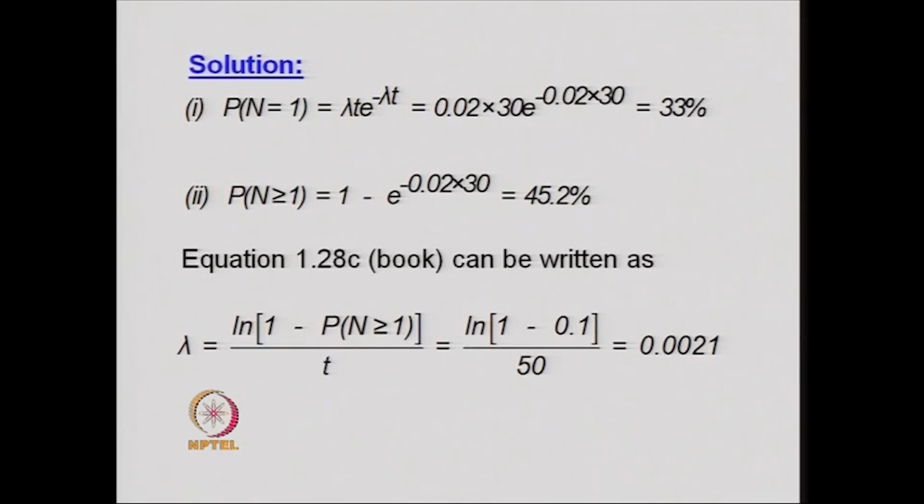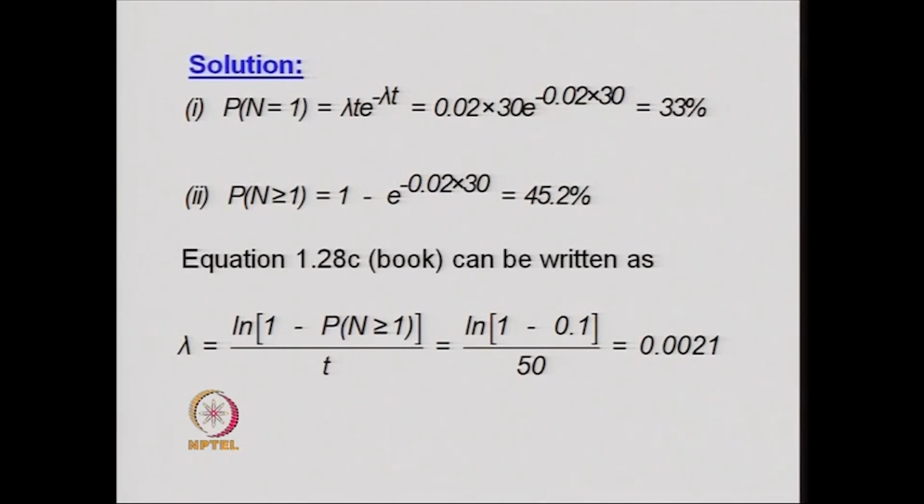The probability of at least one exceedance is given by again this equation, and here we put the values, that is lambda value as 0.02 and the time as 30 years, and we get it as 45.2%.